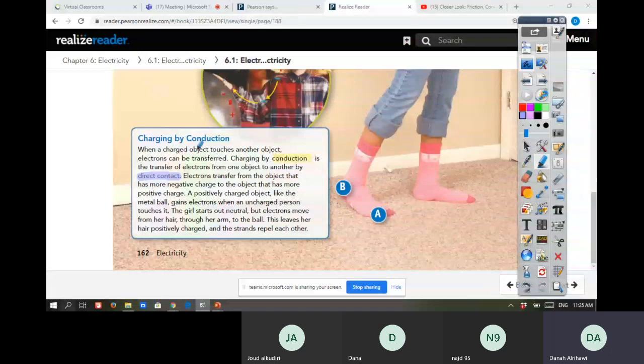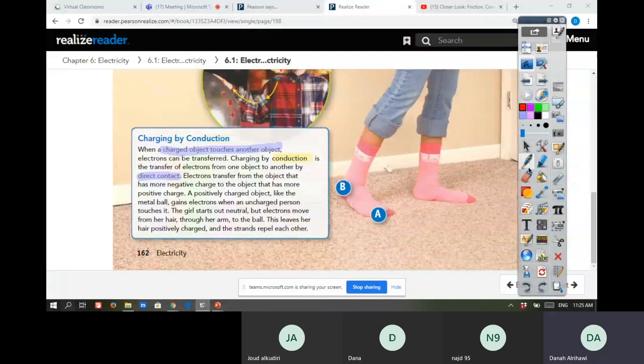When a charged object touches another object, we have to start with a charged object. Anything that comes close to it will gain another charge. So I talked about friction, number one. Number two, conduction. Let's see what number three is.